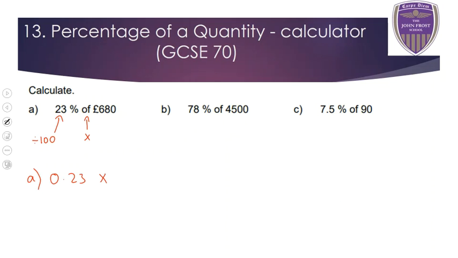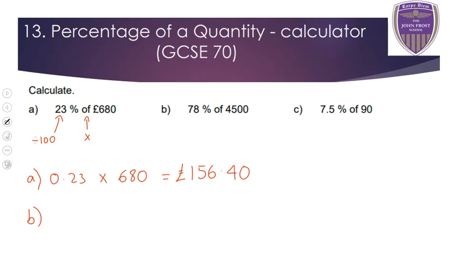Of means times, and then 680. So if we type that in, that gives us the answer straight away. We could work out 23% without a calculator if we needed to, but this question is saying we can use a calculator, so why waste time? So 0.23 times by 680 is 156.4 is what comes up in my calculator. And remember, we're talking about money, so it has to be 2 decimal places. That's £156.40.